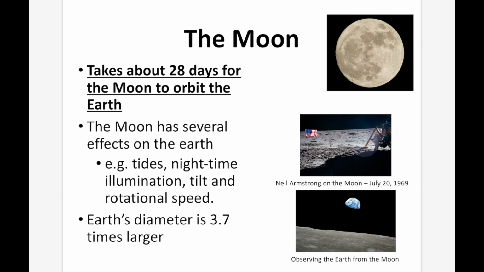And you can see a couple interesting pictures here. Top right is just your general picture of the moon. The second picture is of Neil Armstrong during his historical moon landing in 1969. And then the third picture is pretty cool because it's a picture of Earth from the moon itself. And that concludes our lesson on the solar system.